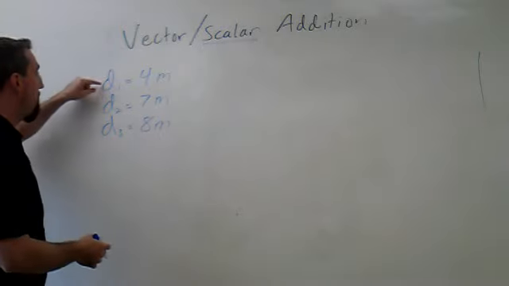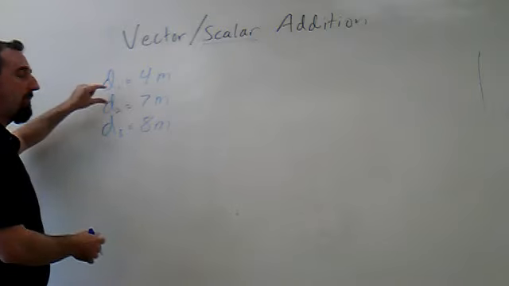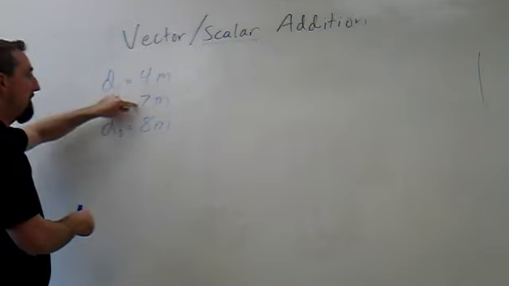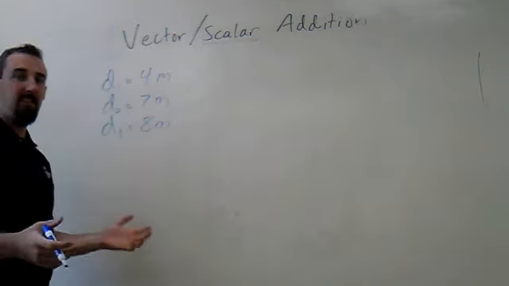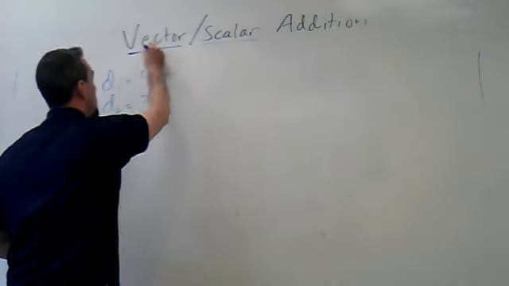But what if I went a distance 1 and a distance 2 and added them together, and then wanted to take away distance 3? What would I have? 4 plus 7 is 11, minus 8 is 3. This is easy, so let's skip it. Well, let's really worry about this, vector addition.